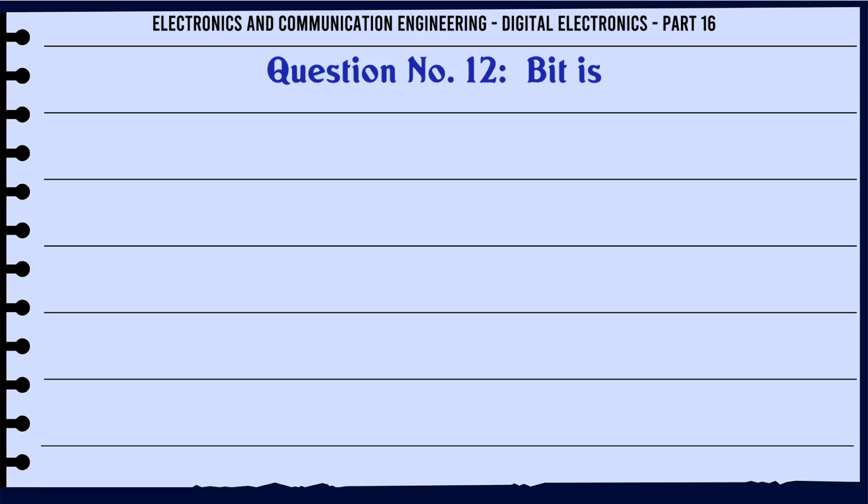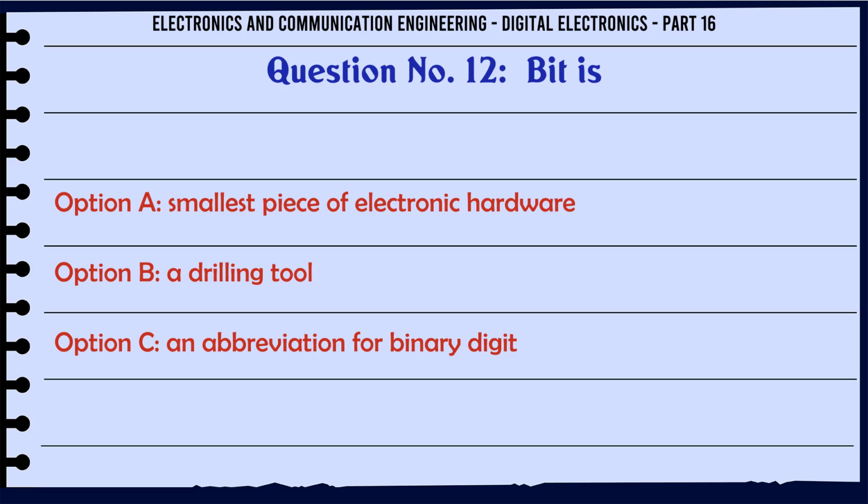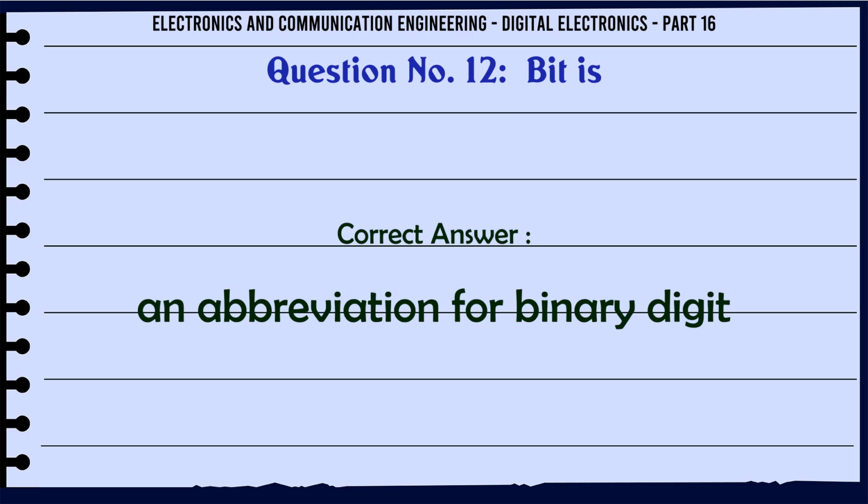A bit is: A. the smallest piece of electronic hardware, B. a drilling tool, C. an abbreviation for binary digit, D. the smallest number. The correct answer is an abbreviation for binary digit.